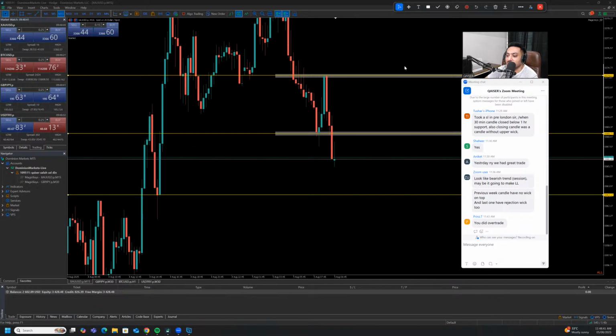Just lower the lot size, because you are taking a risk which is not affordable for you to lose. So lower the lot size, and there's a higher probability you will make your money.